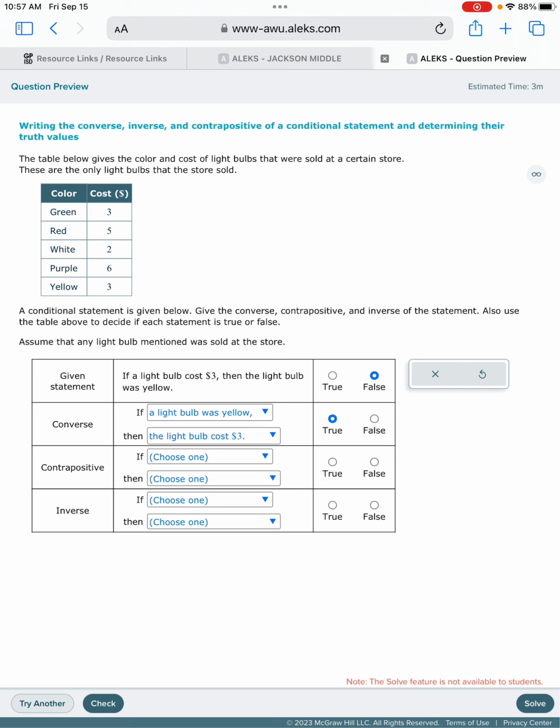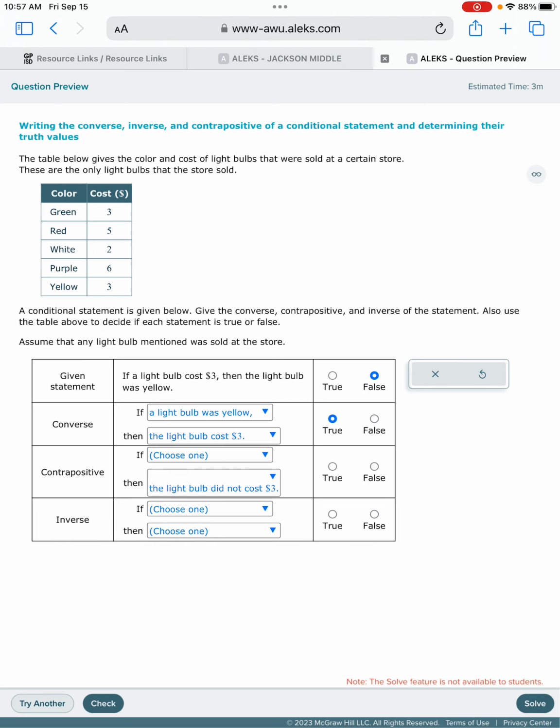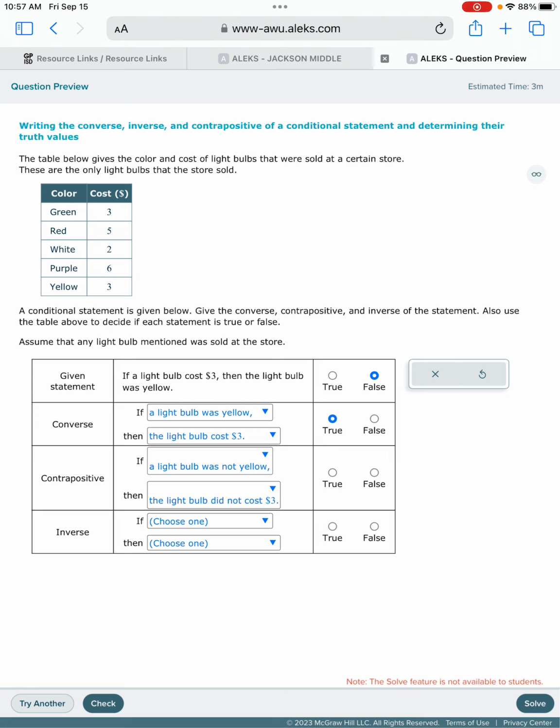So my original if was a light bulb cost $3. So that's going to go at the end and have the word not put on it. So I'm going to say, then the light bulb does not cost $3. And then the original then statement said the light bulb was yellow. So now that's going to be my beginning statement, or the if, and I'm going to say was not yellow. Okay, so now we're checking if a light bulb was not yellow, then the light bulb did not cost $3.